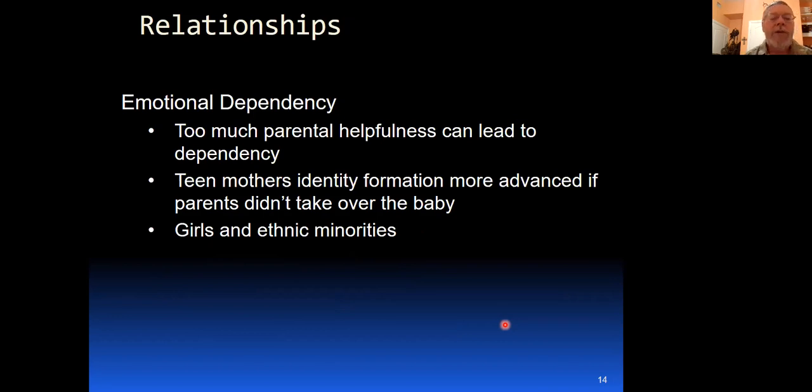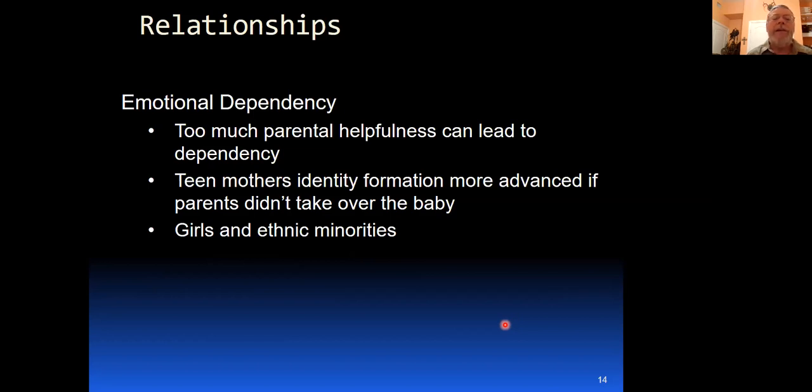We also may see emotional dependency between parents and adolescents. Too much parental helpfulness can lead to too much dependency in the adolescent, where the adolescent does not become more independent. An example, they found that teen mothers whose parents completely took over the care of the baby, their identity formation was sort of stunted as a result. Whereas mothers who the parents did not take over the care of the baby, their identity formation was more advanced. So we can do too much of that.